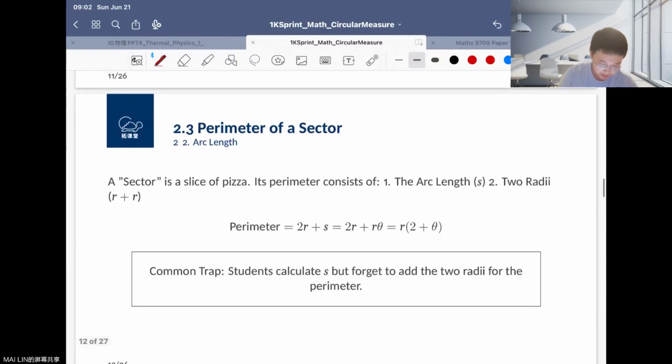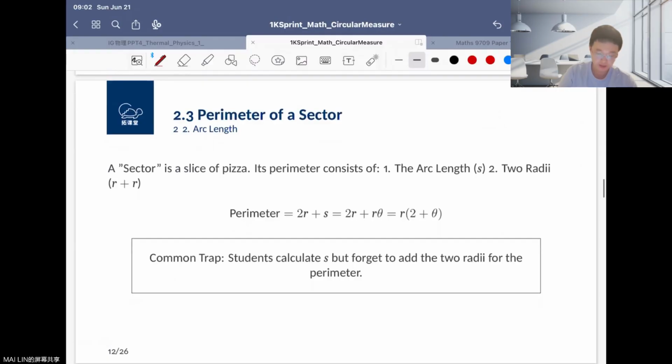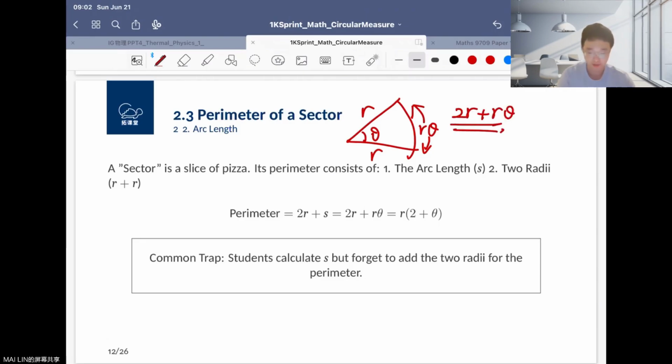Okay. And also we can find the perimeter of a sector. Here, if there's a sector, we can set this as the radius and this as the arc length r theta, right? So the total perimeter is 2 radius plus r theta, okay? That is the perimeter right here.